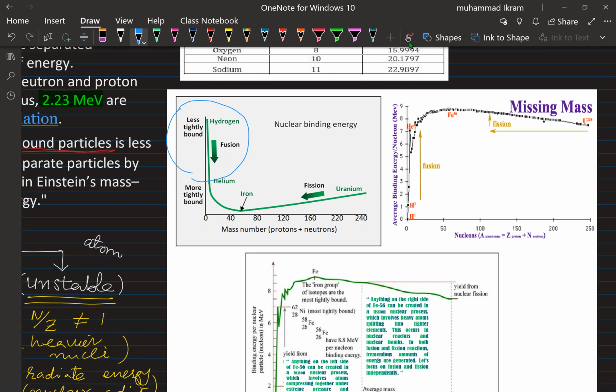And here you see the nuclear binding energy. This is for the uranium. This is the fission, right? That binding energy is released when a fission process occurs. And here the binding energy is released when fusion occurs, when two lighter nuclei combine to form a heavier nucleus, or when it breaks, right?